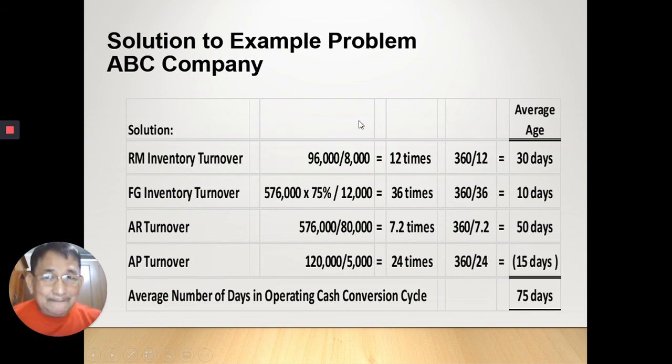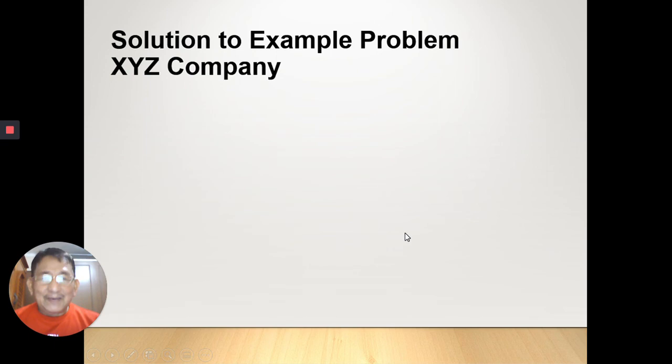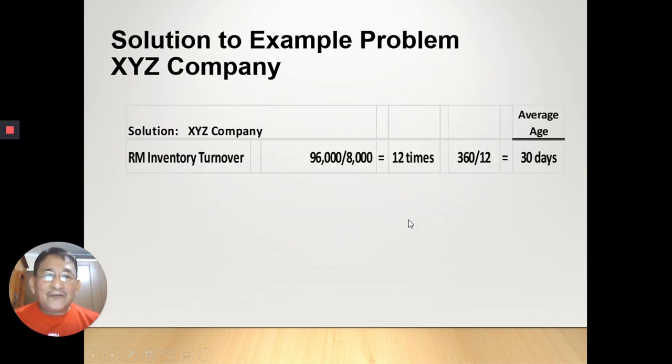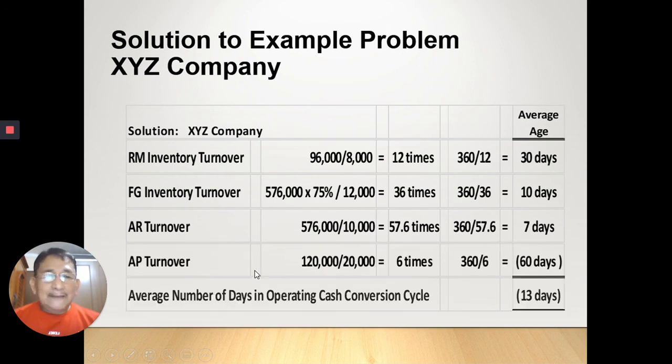Another example natin. Ito na naman. Okay, almost the same. Pinalitan lang natin yung mga figures. Yung sales is the same. Inventory, ito lang mga balance na bago. So, this is now the formula. Okay? So, the same computation din. Bago lang yung figures. Pero ang resultant ay 13 days.